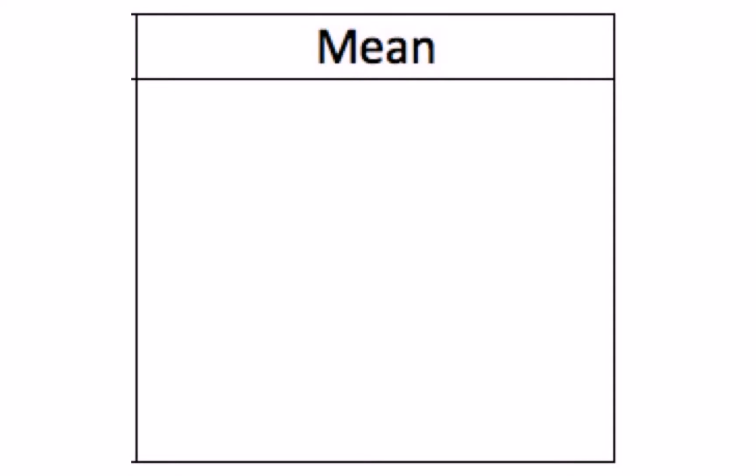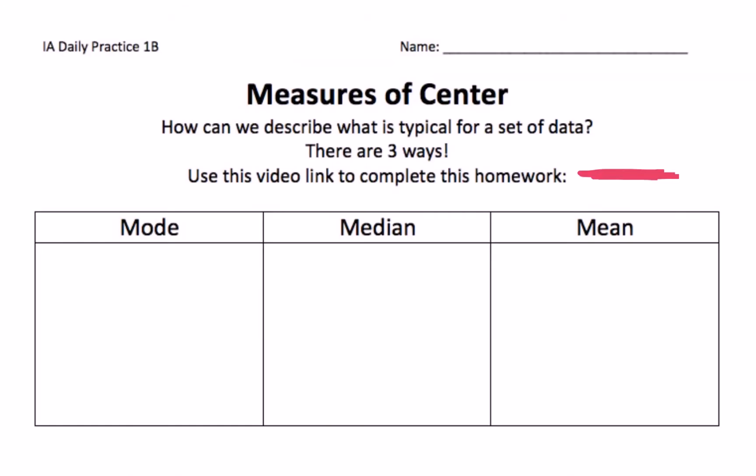So let's get started. Our main question is, how can we describe what is typical for a set of data or what is normal for a set of data? There are three main ways we do that when we're talking about measures of center: the mode, the median, and the mean.